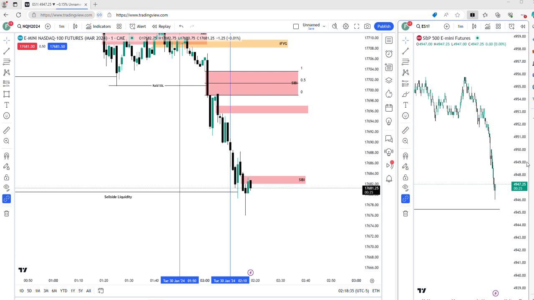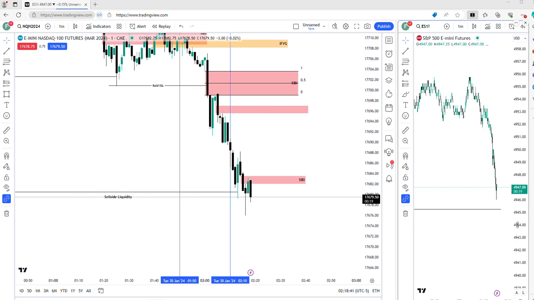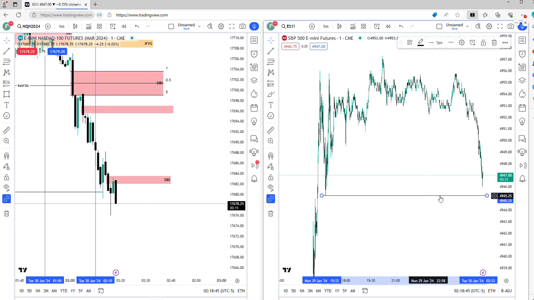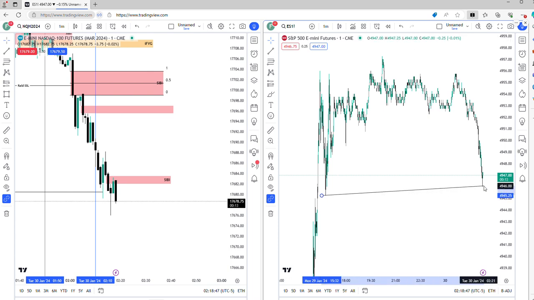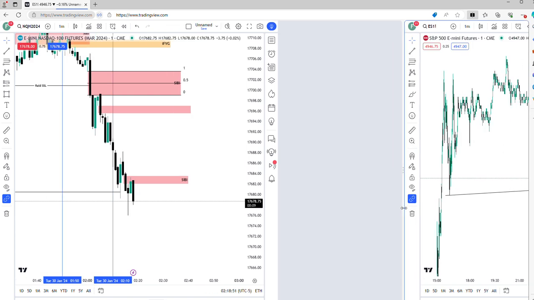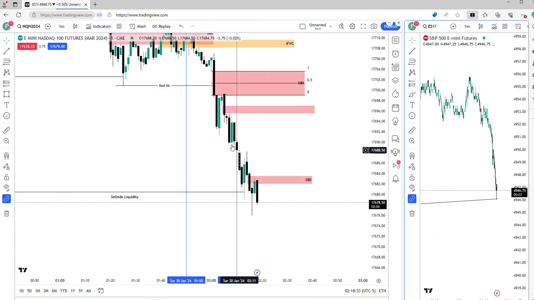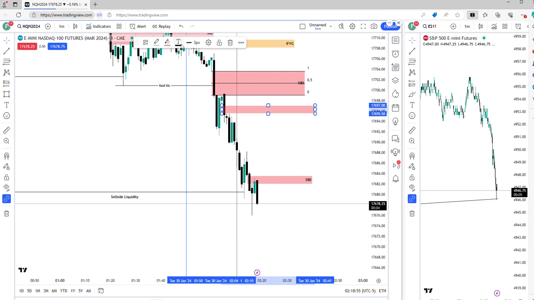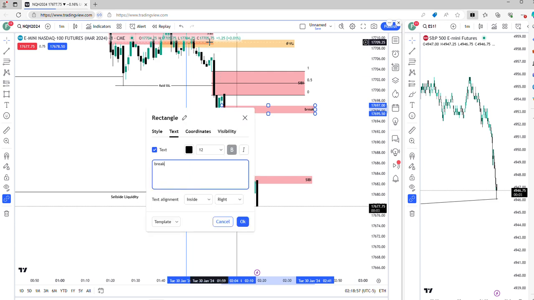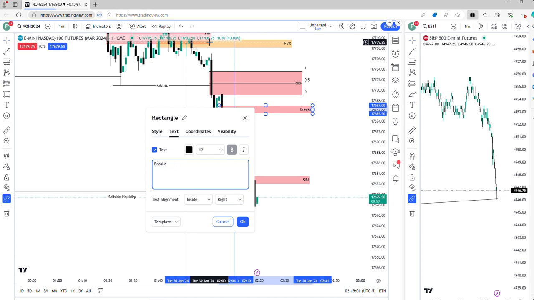So again, yeah, I do use ES. People ask me, do I use SMT divergence? Sometimes. At the moment it could exist. If ES doesn't break this low, then there could be a massive SMT divergence. But in this case, all I'm seeing is the Nasdaq respecting these bearish PD arrays, acting extremely bearish, leaving all these breakaway gaps. So that's what I'm seeing.